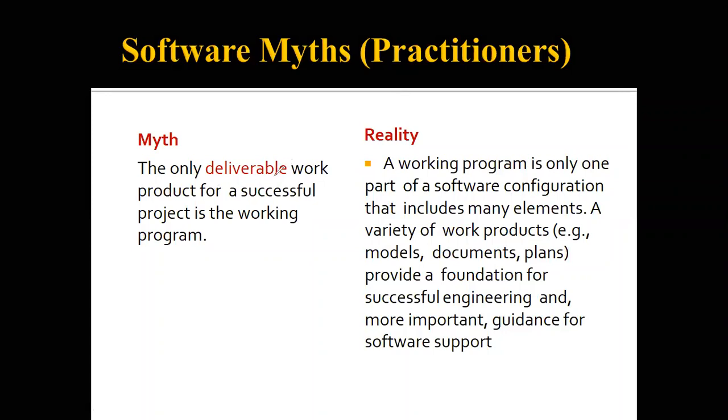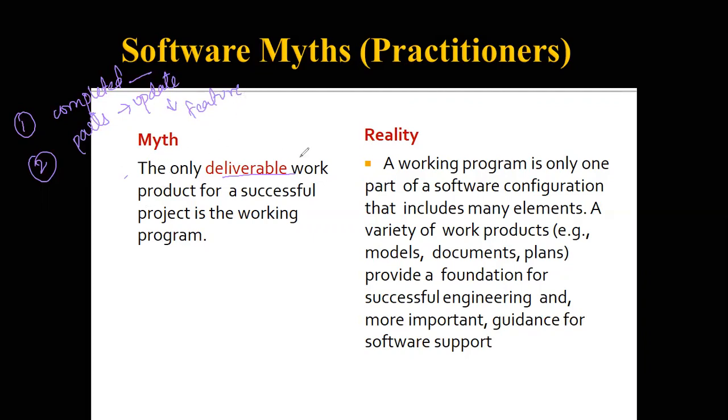The only deliverable work product for a successful project is the working program. Now, deliverable work means the software that you're going to develop. Whenever you're designing a particular software, it can be delivered complete, with all the features, to the end user. Or the second type of delivery is, you're going to deliver the program in different parts. That is, with one update, you're going to have one feature embedded within the software. By the next update, you can have another feature with the software.